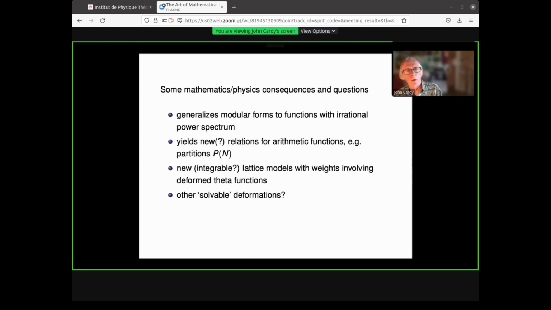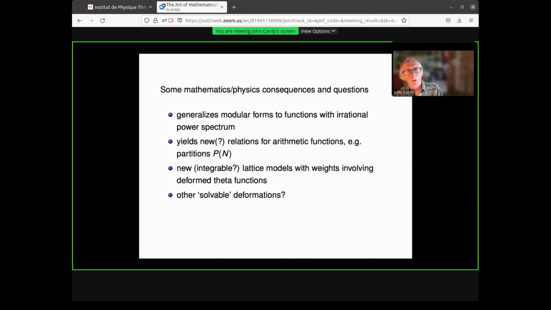So I'll conclude here by just mentioning a few consequences and questions. So what this T-Tbar deformation does basically is to generalize modular forms to functions with this irrational power spectrum, where the integer power spectrum gets replaced by these square roots.